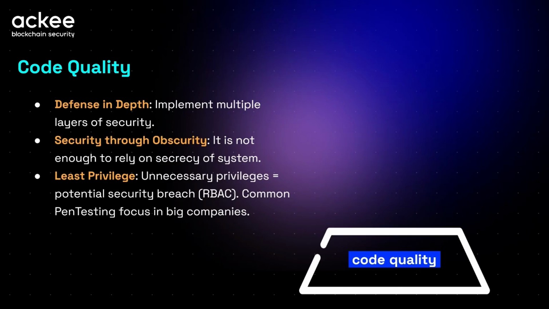The next point is about least privileges. Unnecessary privileges always equal potential security breaches. In this case, I have specified role-based access control, and I have also written here: common pen testing focus in big companies. The pen testers that try to break into big companies and test their security use one attack vector: employees. I think the term is social engineering.